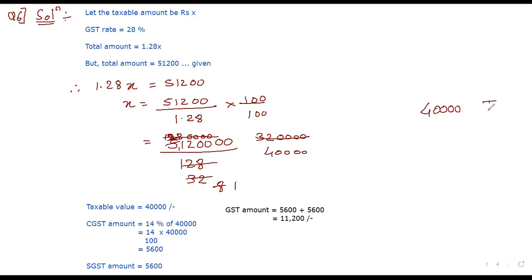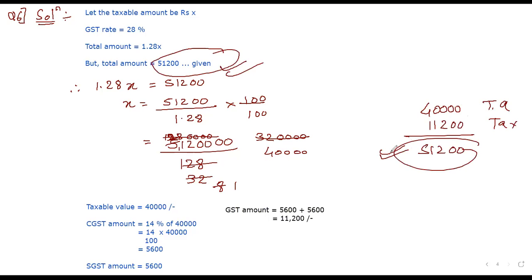40,000 is your taxable amount. 11,200 is your tax amount. And 51,200 was the total amount, tallied. Yes or no? Yes. Are we understanding what we are doing and what we are solving? Is it making sense? Yes.